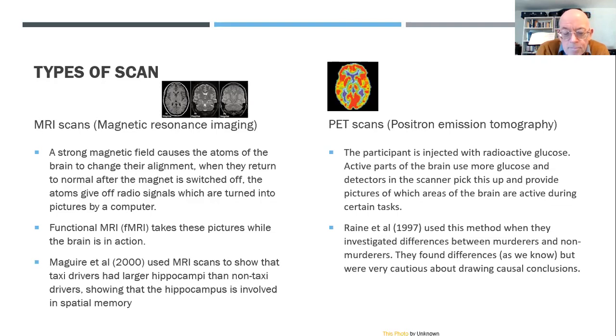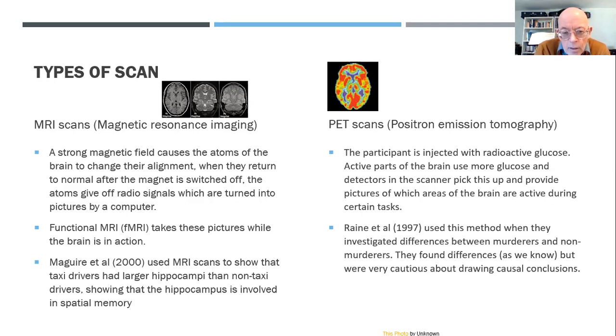Functional MRI is the same process, only that they take pictures while someone in the tube is actually doing something. So they might ask someone to do some maths calculations, for example, and then they would look at what was happening in the brain at that stage.